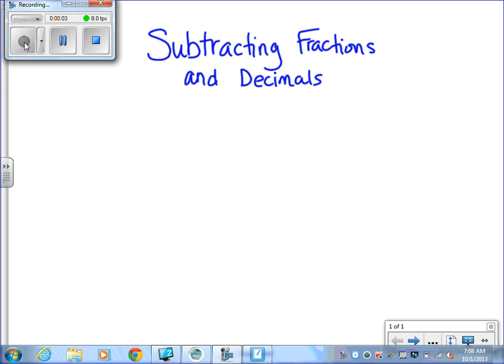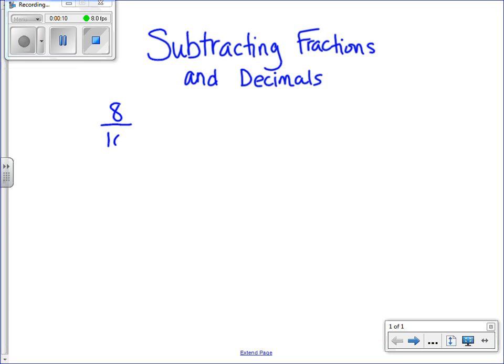Subtracting fractions and decimals. So we may get a fraction and they want us to subtract. So let's say 8/10, and I'm going to subtract 2/10. The first thing we look at is our denominator. Are they the same? Do we have a common denominator? Yes. So because our denominator is the same, I just bring that down.